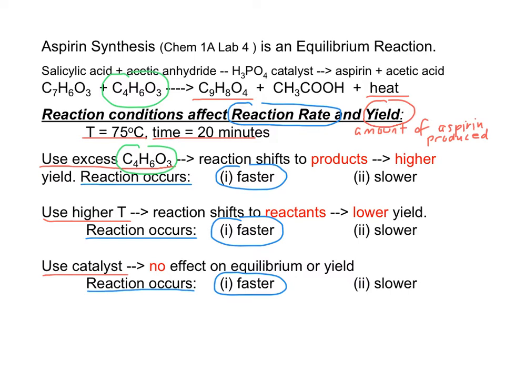But this reaction is exothermic, which means heat is a product. So raising the reaction temperature or adding heat makes the reaction go faster, but shifts the reaction toward the reactant side and lowers the amount of aspirin produced.